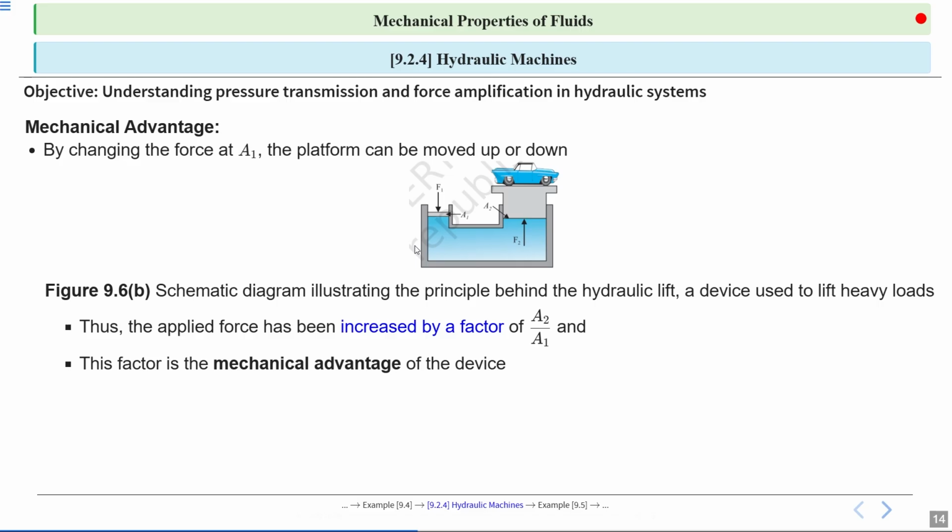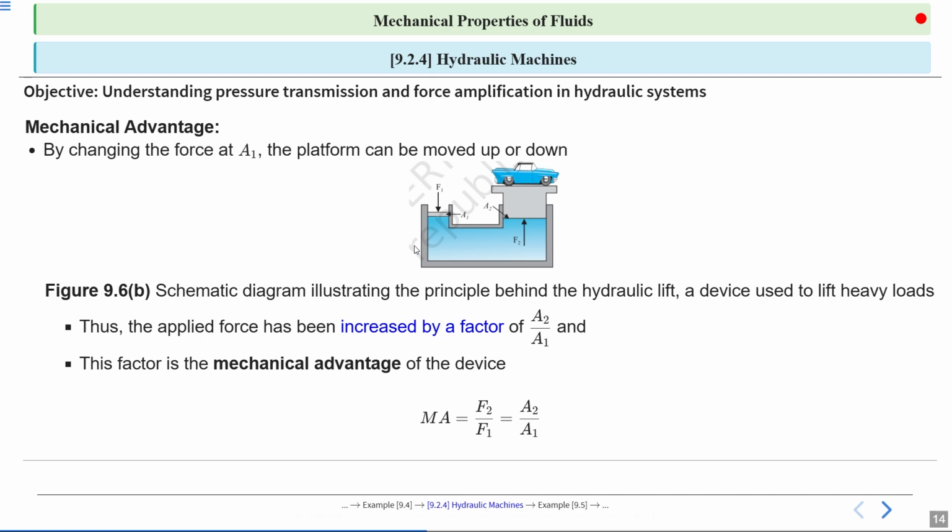This factor A2 by A1 is what we call the mechanical advantage of the device. It's a measure of how much the force is amplified, and it's a critical concept in understanding the efficiency of hydraulic systems. Remember, the greater the mechanical advantage, the easier it is to lift heavy loads.